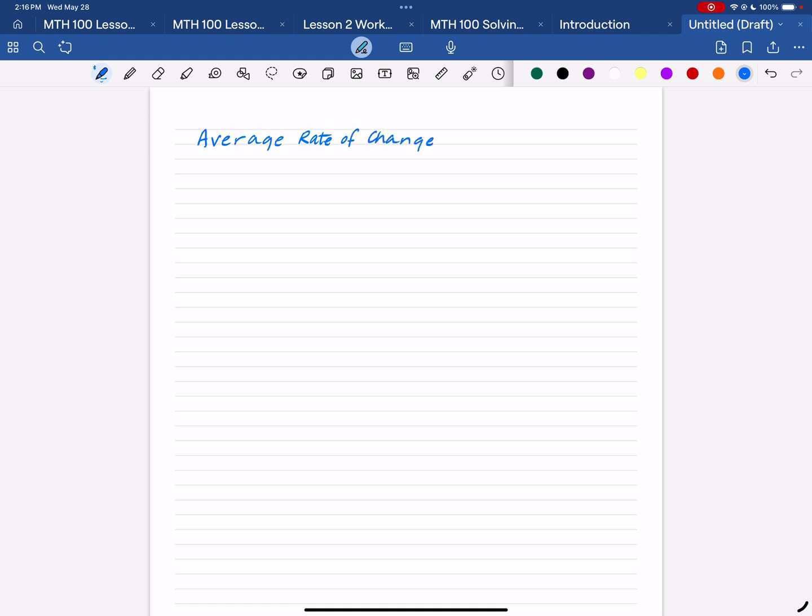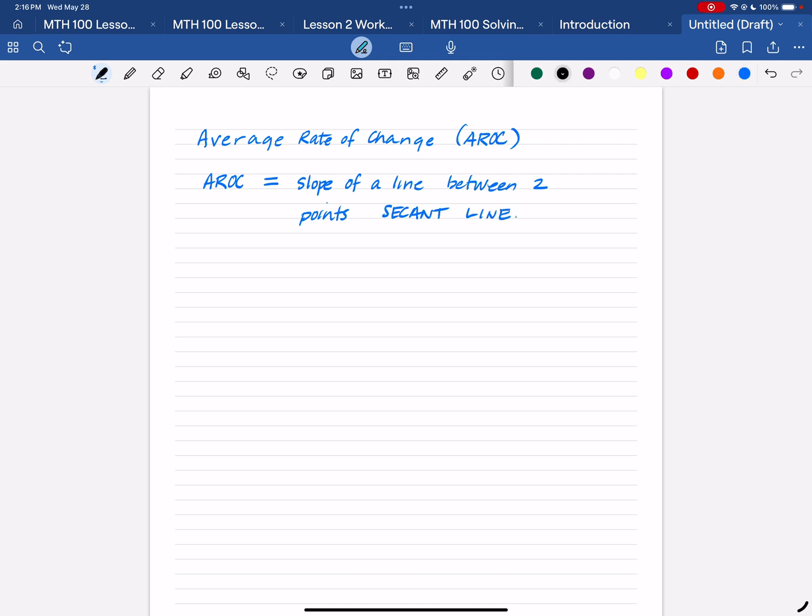For future reference, I'll just use the acronym AROC, just to save time and space. What you need to know is that the AROC is equal to the slope of a line between 2 points, also known as the secant line.